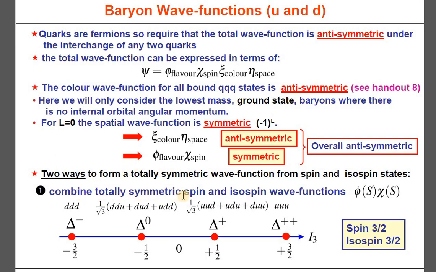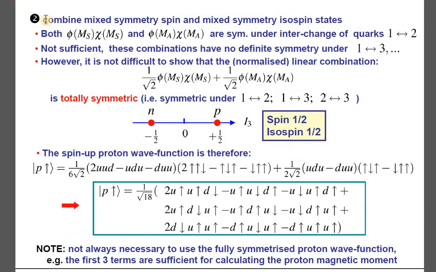First, combine totally symmetric spin and isospin wave functions. This is symmetric for this case I have shown here. And number 2 is combine mixed symmetry spin and mixed symmetry isospin states, like this, MS here. However, it is not sufficient since these combinations have no definite symmetry under 1, 3. But I am not showing you, it can be shown that this normalized linear combination is totally symmetric under all these 3 cases.